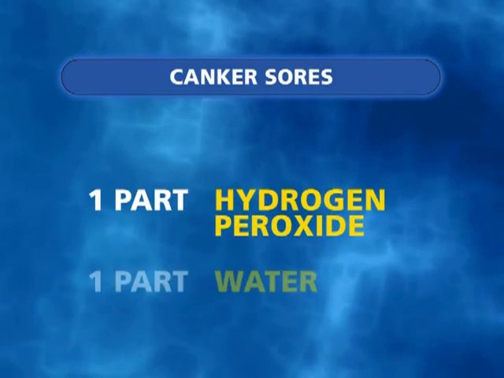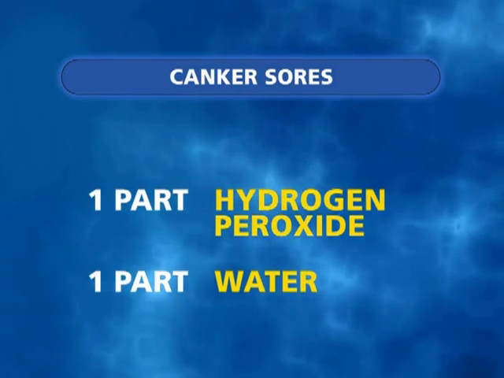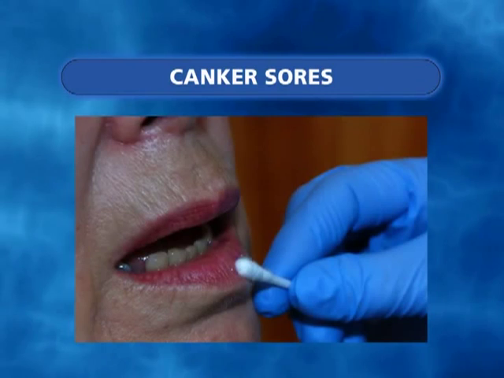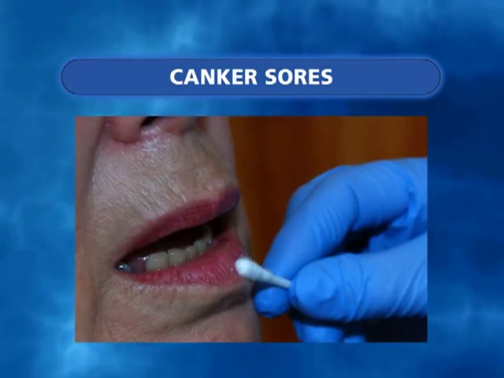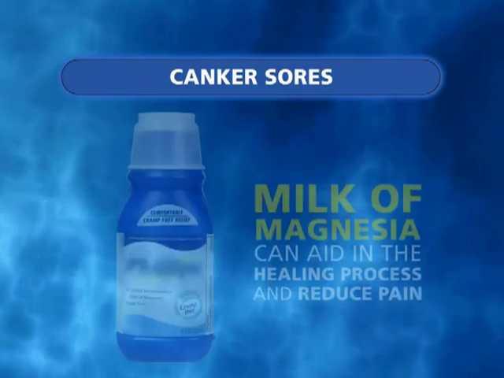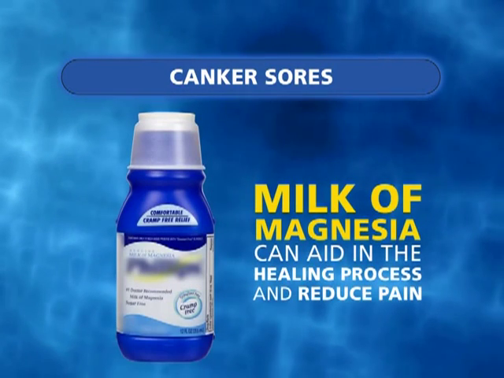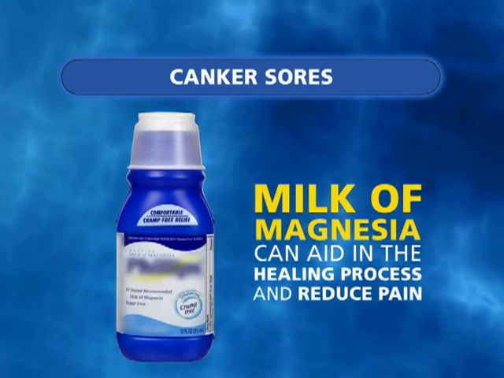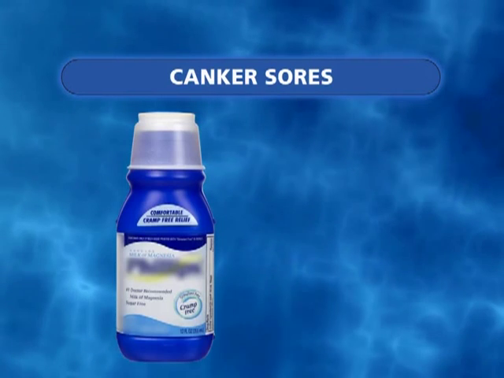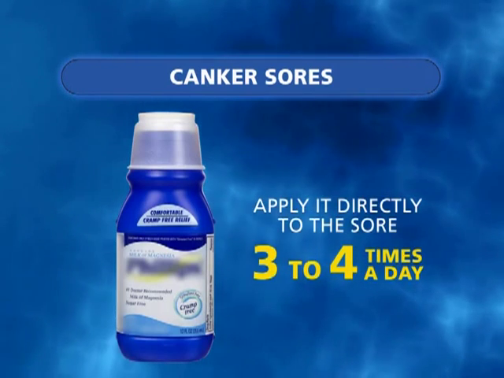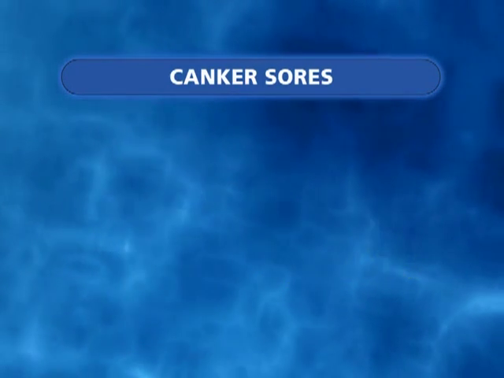Hydrogen peroxide can be mixed 1:1 with water. This solution can be applied to the canker sore using a cotton swab. Milk of magnesia can aid in the healing process and reduce pain associated with canker sores. Apply it directly to the sore 3 to 4 times a day.